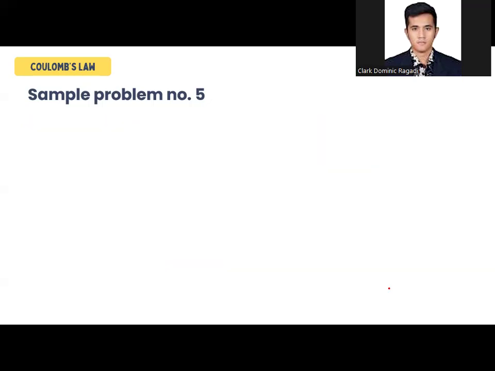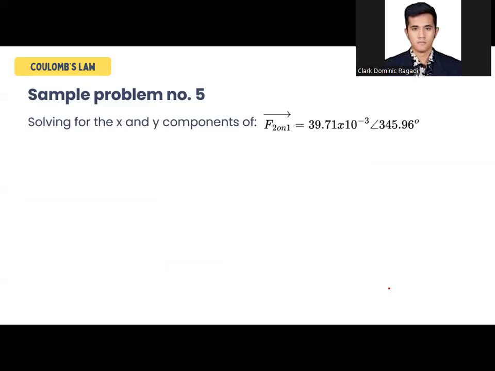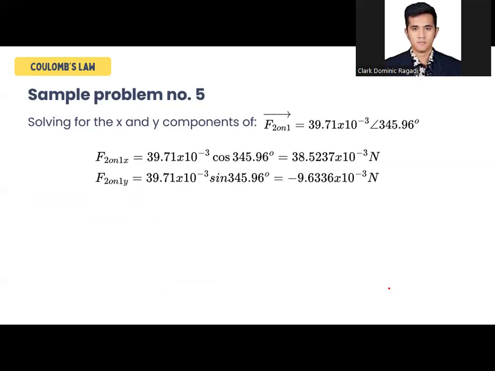So let's do that. Let's start by solving for the x and y components of F2 on 1 with the equivalent polar form. To solve for F21x, that is just 39.71 times 10 to negative 3 cosine 345.96, equivalent to 38.5237 times 10 to negative 3 newtons. And then the y component of F2 on 1 is the magnitude times sine of 345.96, which is negative 9.63336 times 10 to the power of negative 3 newtons.